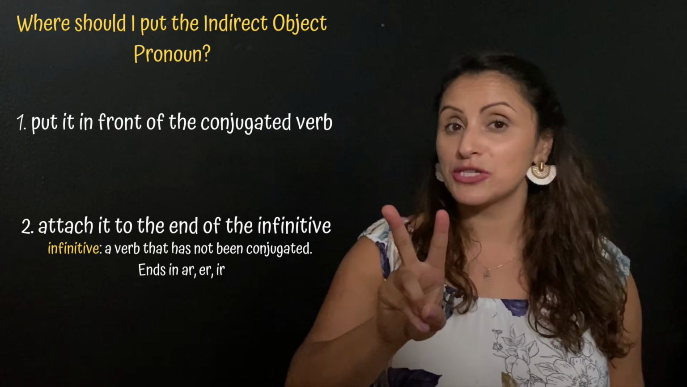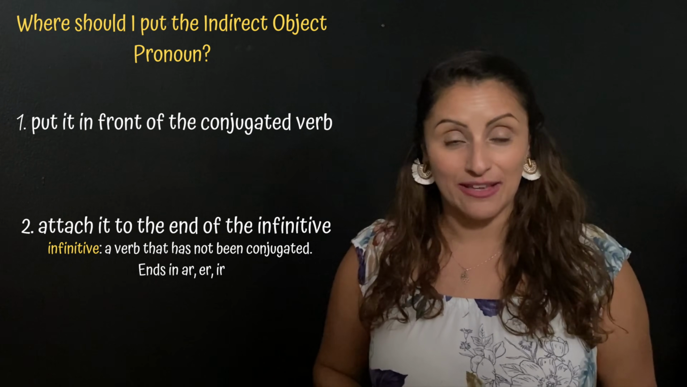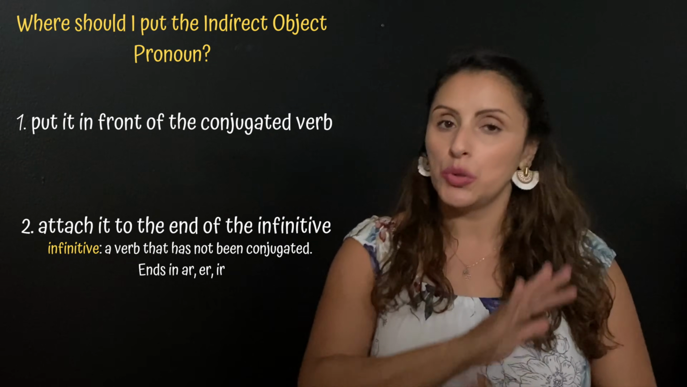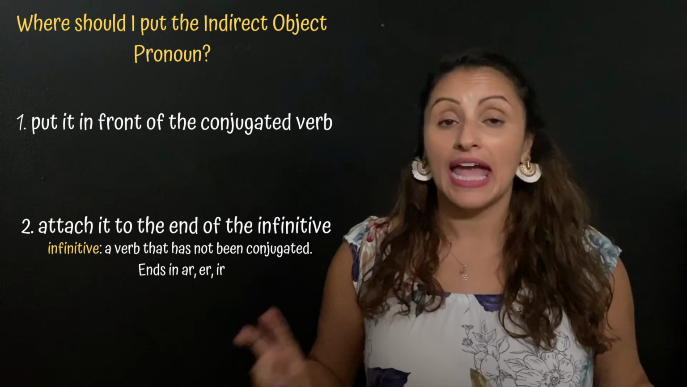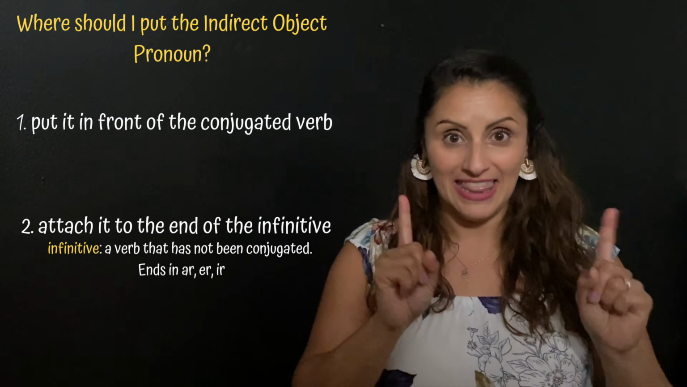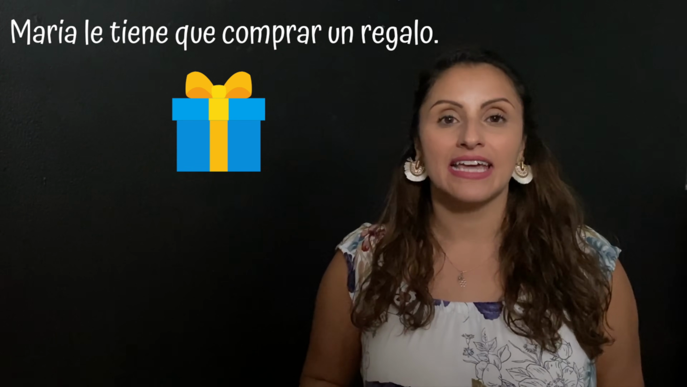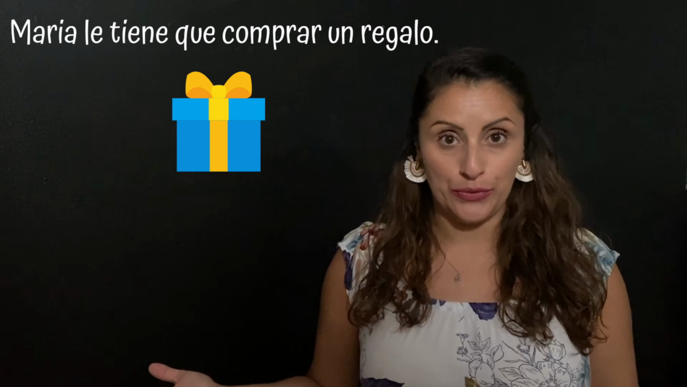So now that we have our answer, we can replace Pedro with our indirect object pronoun, and we have 2 options since we have a conjugated verb and we also have a verb in the infinitive. So option number 1, we can put it in front of the conjugated verb, and option number 2, we can attach it to the end of the infinitive. Let's do both. So let's start with the first one. Let's put it in front of the conjugated verb. We could say, María le tiene que comprar un regalo.